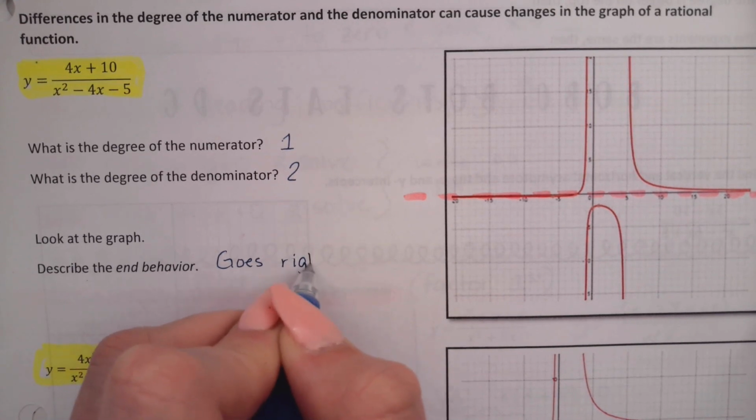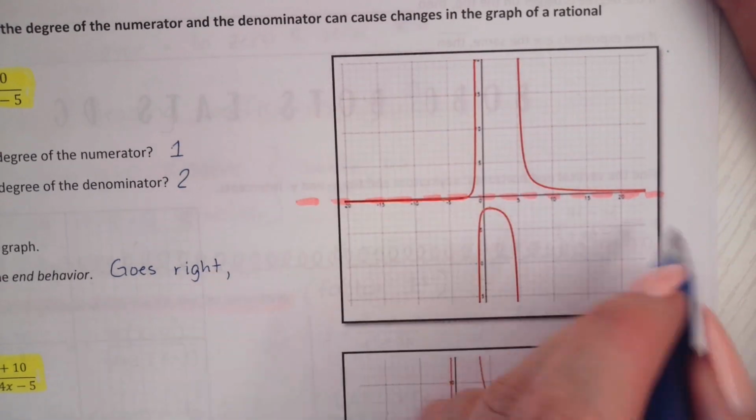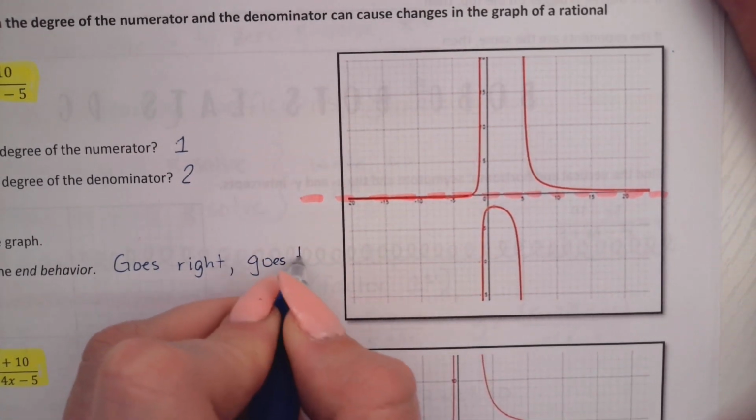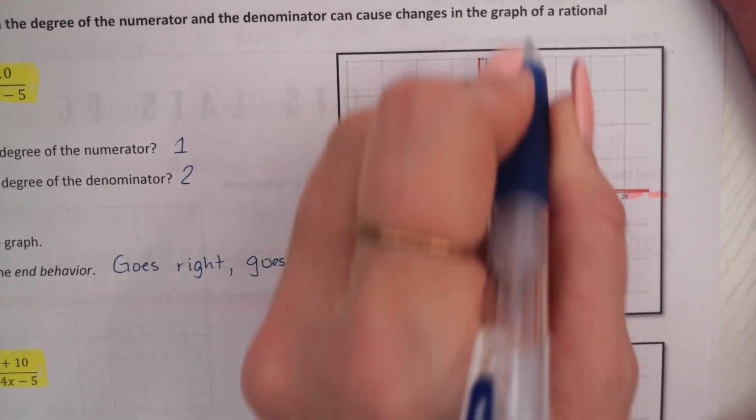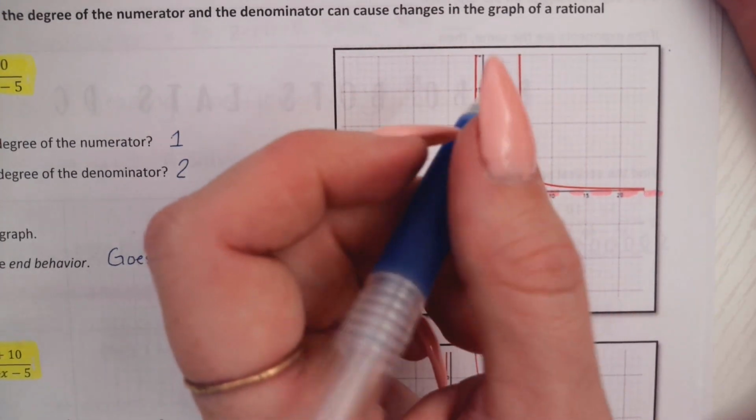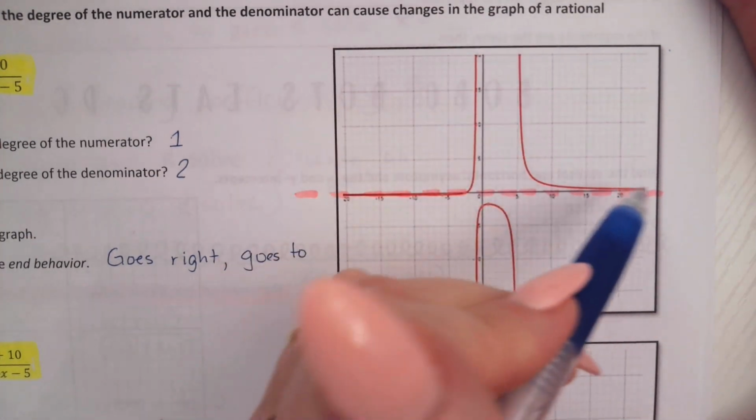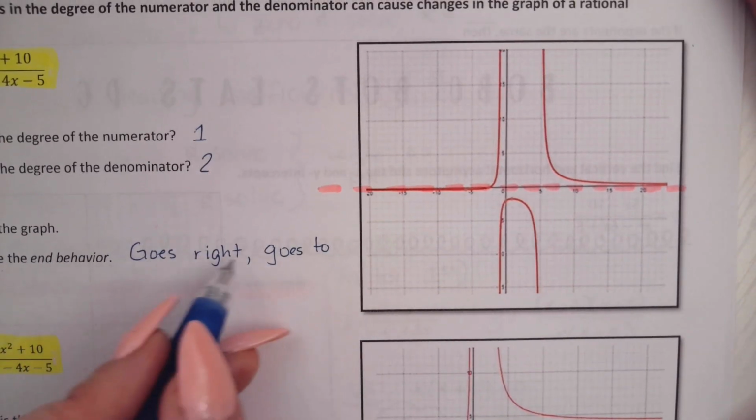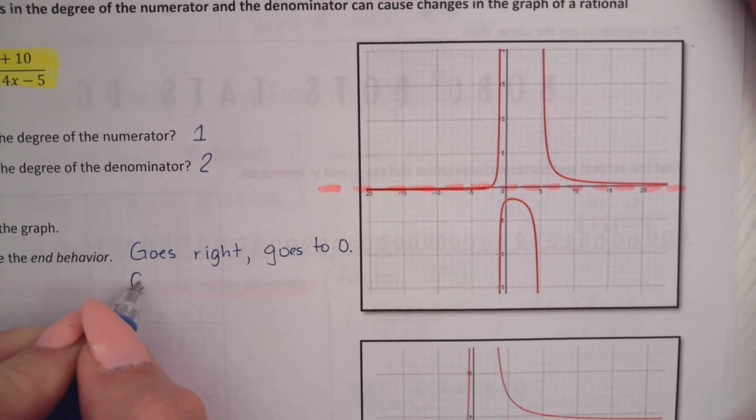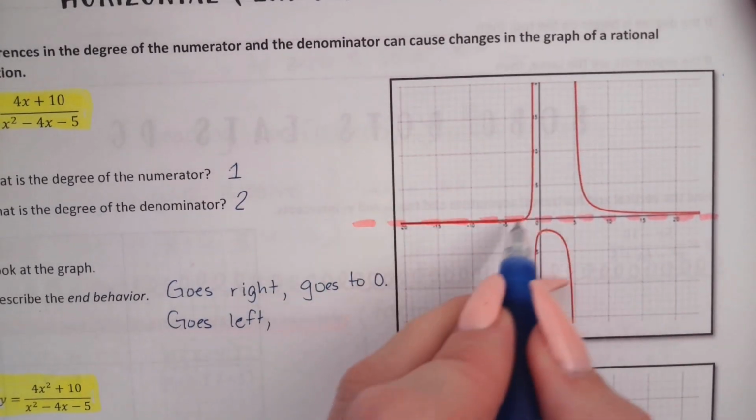All right, as it goes right, where are the y values headed? To 0. No, it doesn't go down forever. As it goes right, where are all those y values headed? The y values, not the x values. Where are the y values headed as it goes to the right? 0. Yeah. As it goes right, the y values go to 0. As it goes left, where are the y values going? To 0.